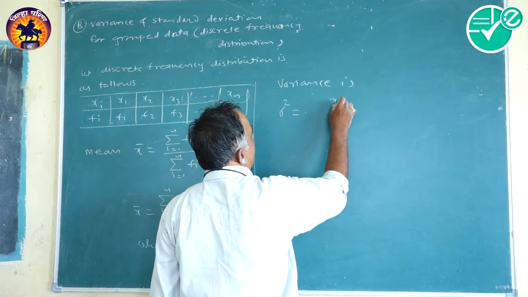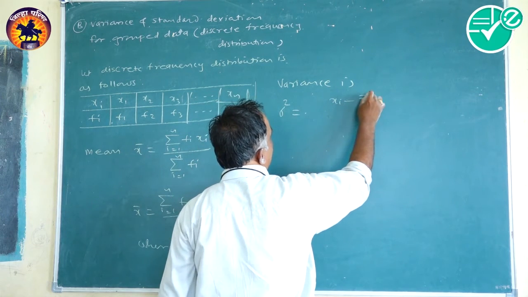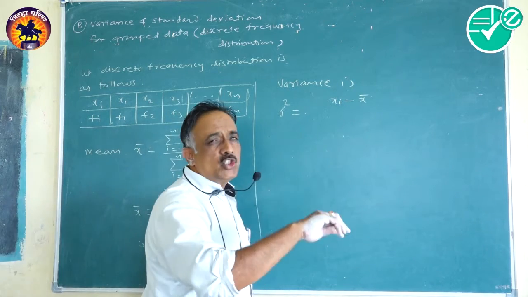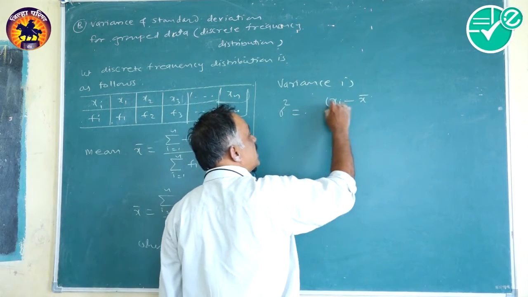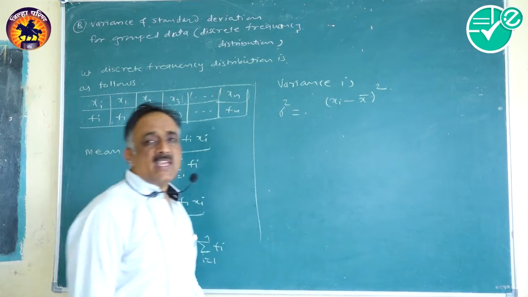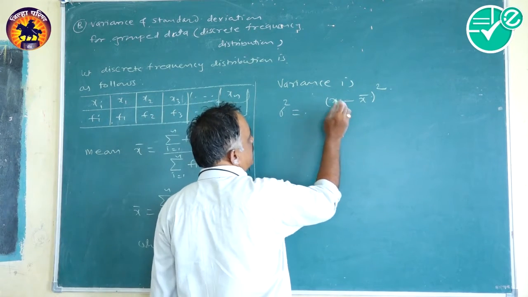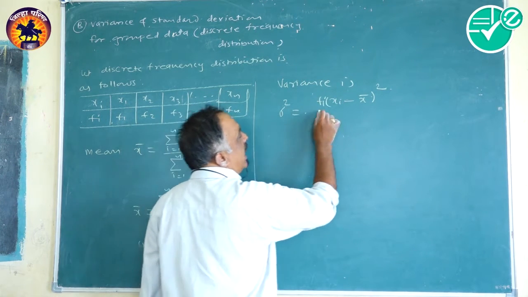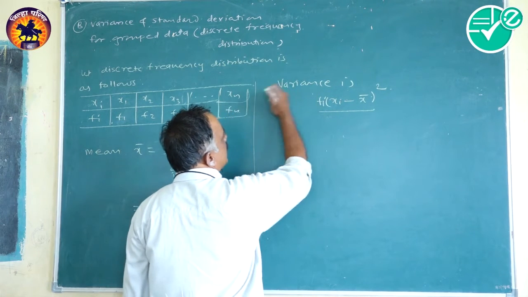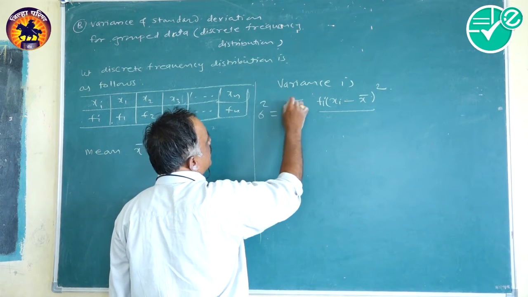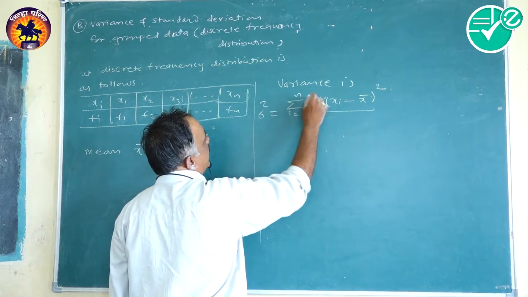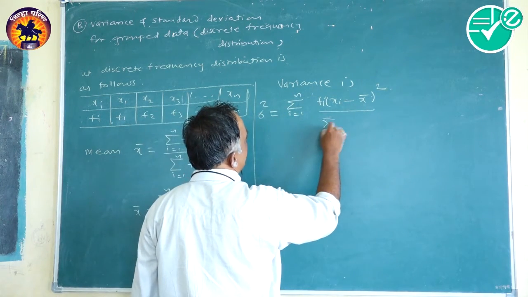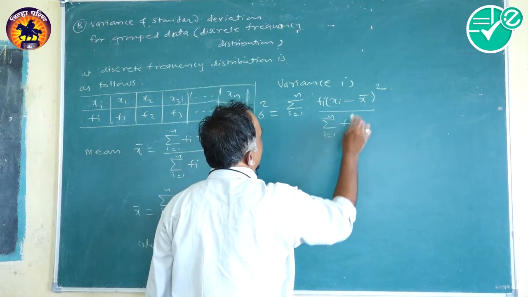What is the deviation? Xi minus x bar. You know that these deviations may be positive, may be negative. So to remove the sign, I will have to square it. Since the frequency of xi is fi, we'll have to multiply it by fi. And then dividing it by, of course, I will have to take the sum. Sigma i equals 1 to n of fi (xi minus x bar) whole square divided by sigma i equals 1 to n of fi.